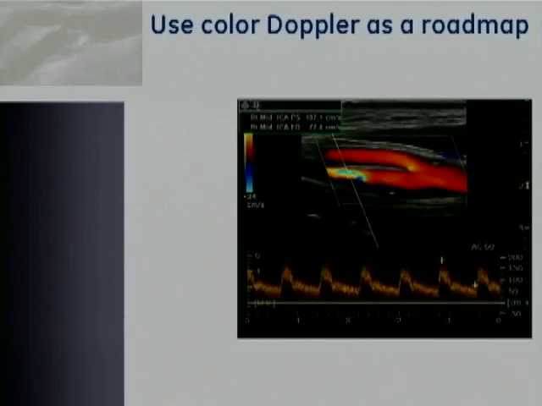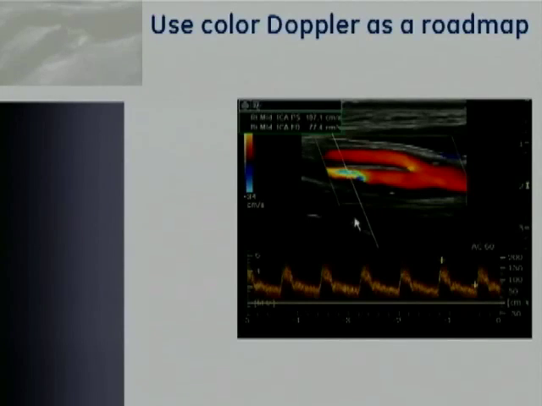Now, we use colored Doppler in our studies as a roadmap. The colored Doppler itself is not diagnostic, but rather it's a roadmap to help us place the Doppler sample volume and help with our Doppler walk through the vessel so that we can quickly see areas of interest where we might want to further interrogate with the spectral Doppler.